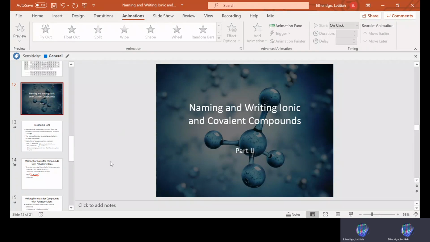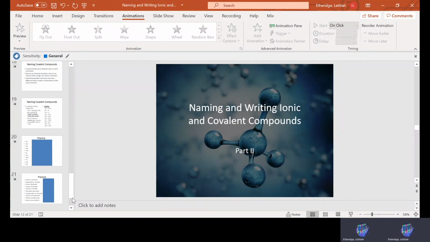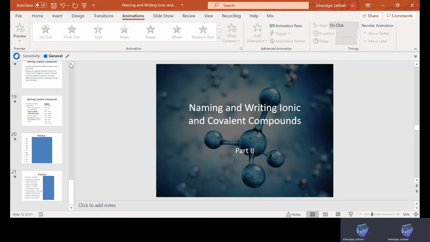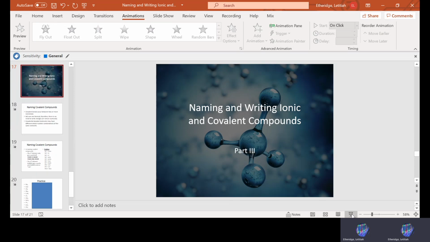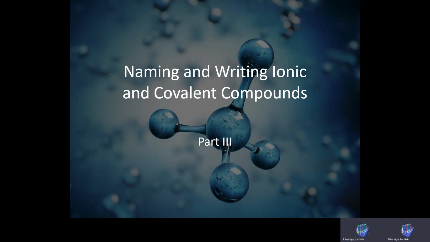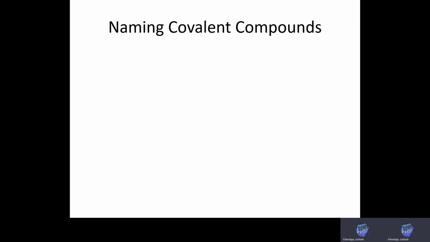Guys, so we are moving on to part 3 of your notes. We have gone through part 1 and part 2. Part 1 was about naming ionic compounds, and those would be specifically binary ionic compounds. Part 2, we started to name polyatomic ions. Now we are going to flip to the other side. So now we're going to look into naming covalent compounds. That is part 3. Okay, so let's get started.